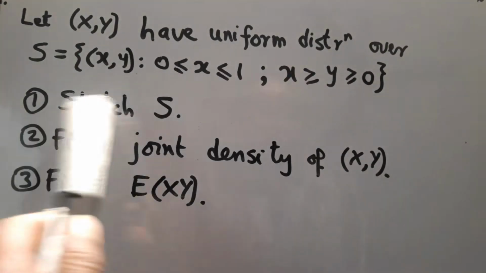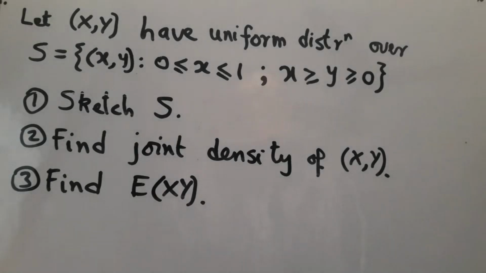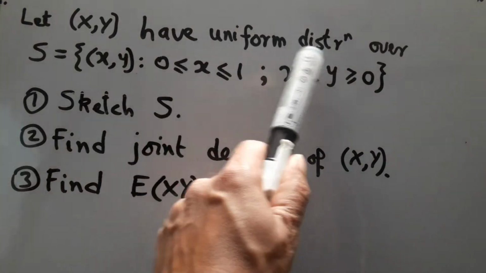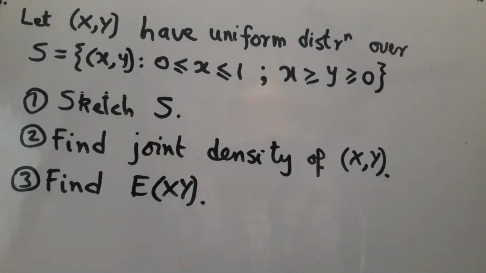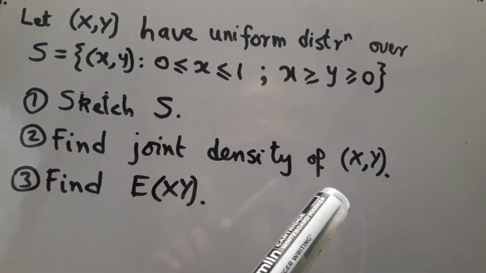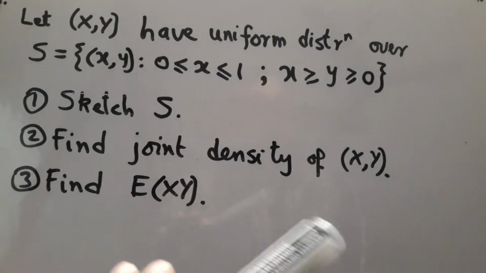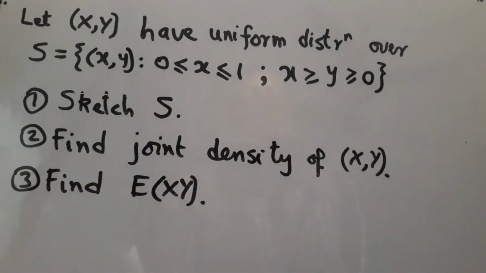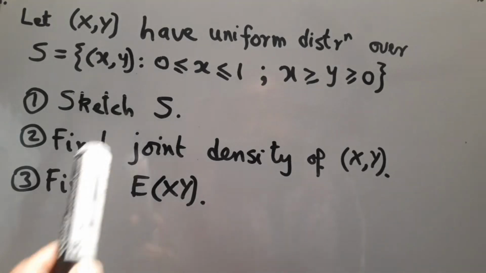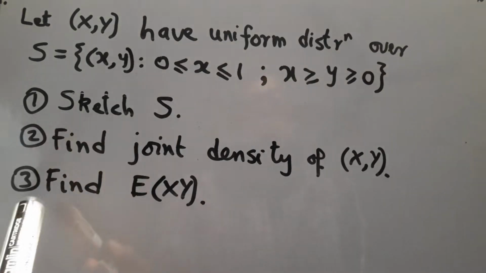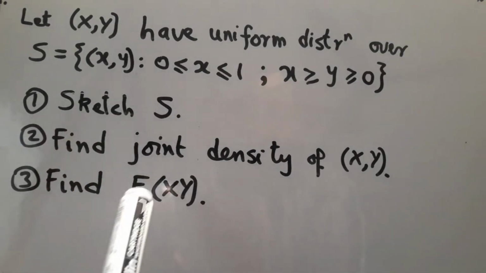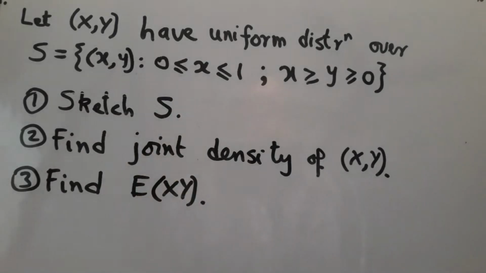The first step is to sketch S, that is, sketch it as a shaded subset of R2, and in part 2 you have to find the joint density of X Y. Remember, I have said it has a uniform distribution over S, which means that the joint density will be a flat surface, flat horizontal over S, and you have to find the height of that flat surface. That's a constant, and it should be 0 outside S. Once you have done that, you have to find the expected value of X Y. Since they are all non-negative, you can use the expectation formula using integration.